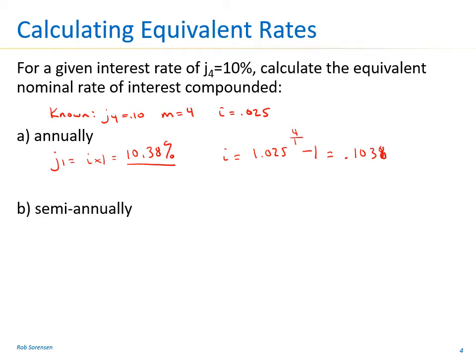The first one, by the way, is also the annual effective rate, isn't it? Same idea. So the J1 is the annual effective rate. What about semi-annually? In this case, I want a J2, don't I? What's the J2? Well, let's first find little i. 1.025. This time I'm converting from quarterly to semi-annual. See, so the exponents change now.